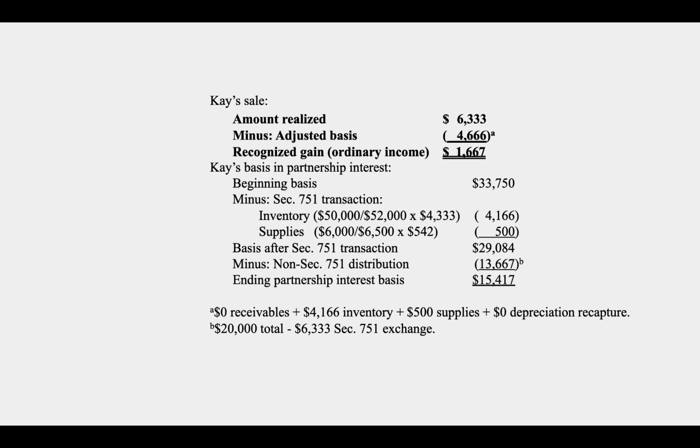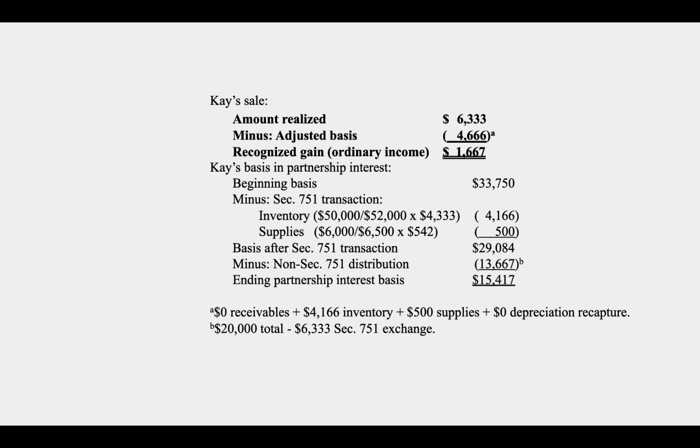All right, and this is what it's going to look like. Remember, she sold it back for cash. She realized $6,333 of cash. The adjusted basis in those assets is calculated in footnote A for you. There was no basis in the receivables, $4,166 in the inventory, $500 in supplies, and none in the recapture. And then the difference is going to be her recognized gain, which is going to be ordinary income.